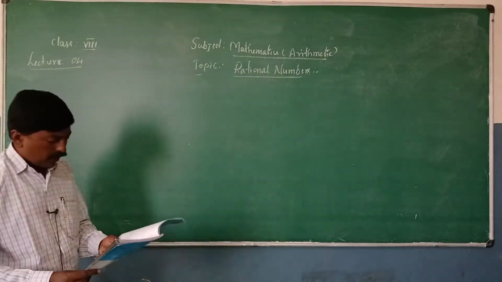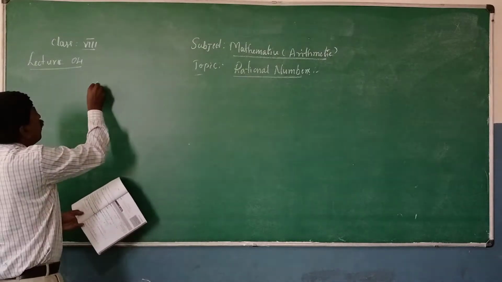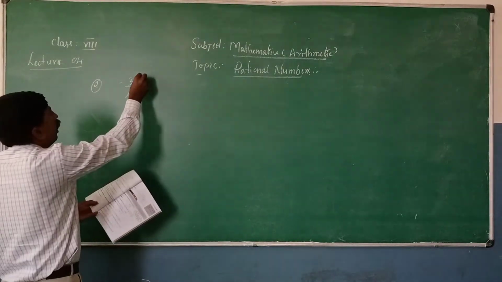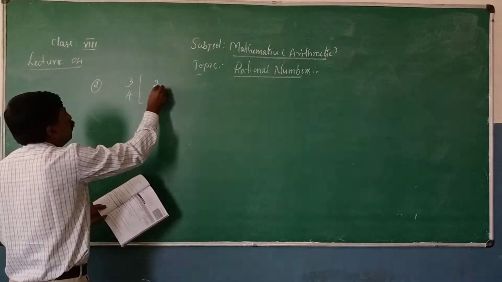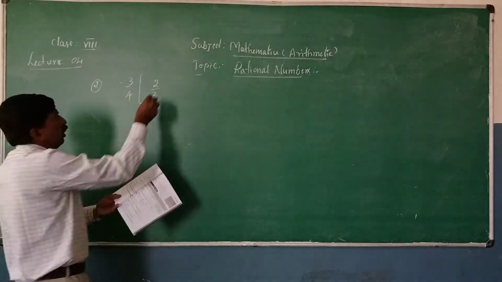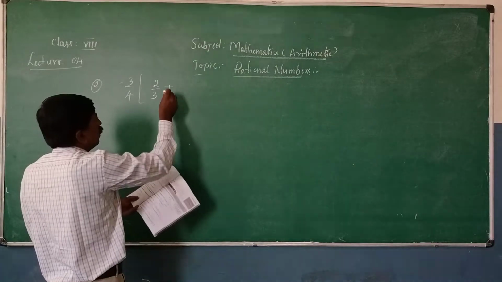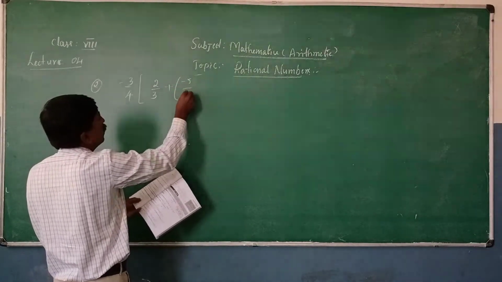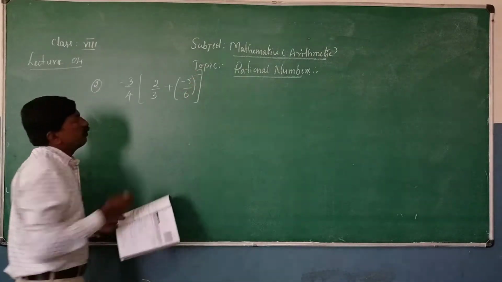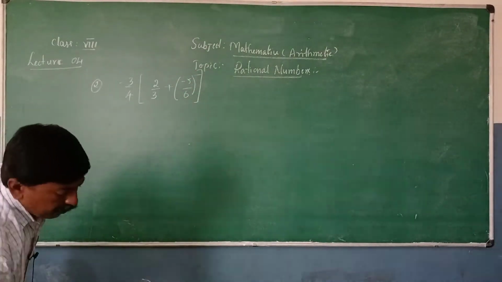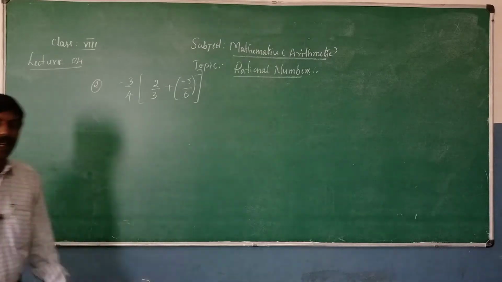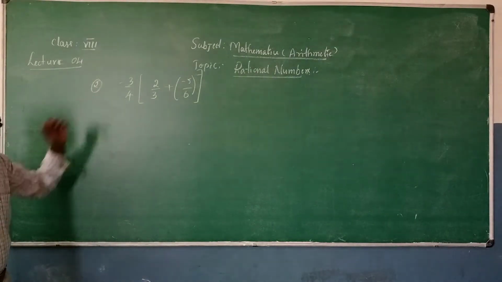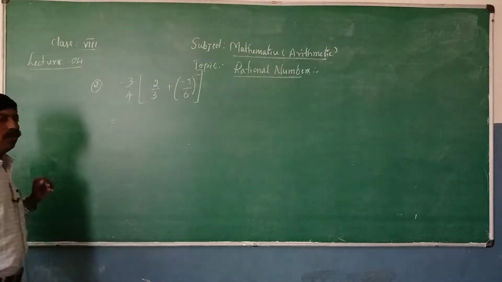Using that property, you can simplify minus 3 by 4 of 2 by 3 plus of minus 5 by 6. Now, observe the fractions that are given. It is a rational number.